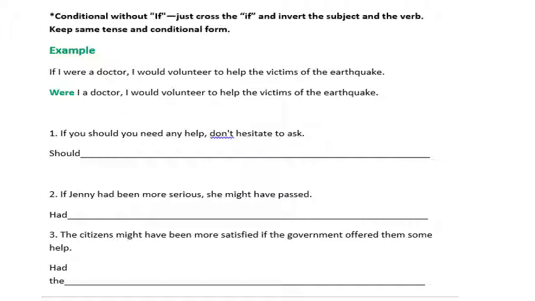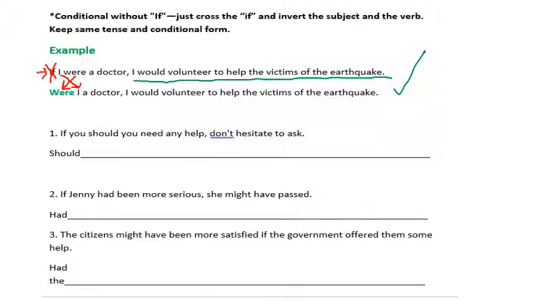Now, conditionals without if, we talked about those. How do we change from a conditional with if to a conditional without if? I talked about that. Step 1, you cross out the if. Step 2, you invert the places of the verb and the subject. If I were a doctor, I would volunteer to help the victims of the earthquake. Remove the if. Were I a doctor, this is a correct sentence, I would volunteer to help the victims of the earthquake. Now this whole part stays the same. Why don't I move one step back in the timeline or put positive in the negative, or vice versa? Because both of them are conditionals. No need to do that.